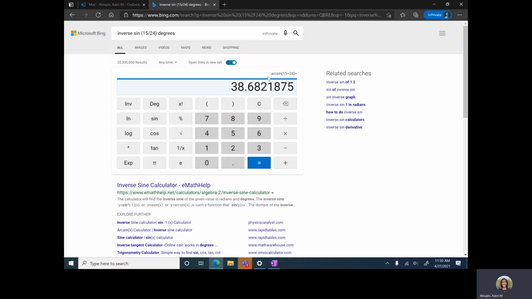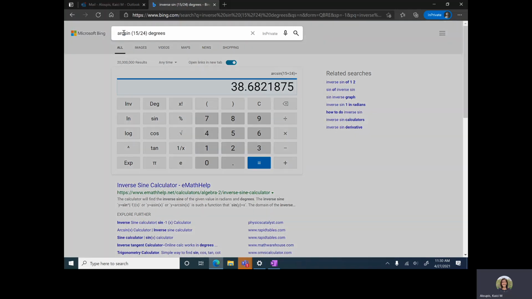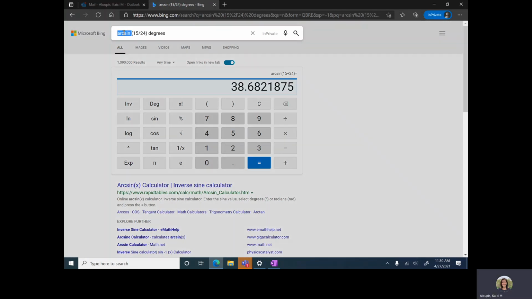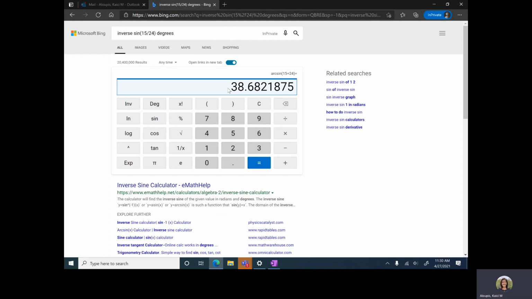So I write the word degrees. There we go. It also is called arc sine, A-R-C, arc sine. So you could write arc sine up here instead, or you could write inverse sine. It's the same thing, and we get the value approximately 38.7 degrees, because remember, we're rounding to the nearest tenth.